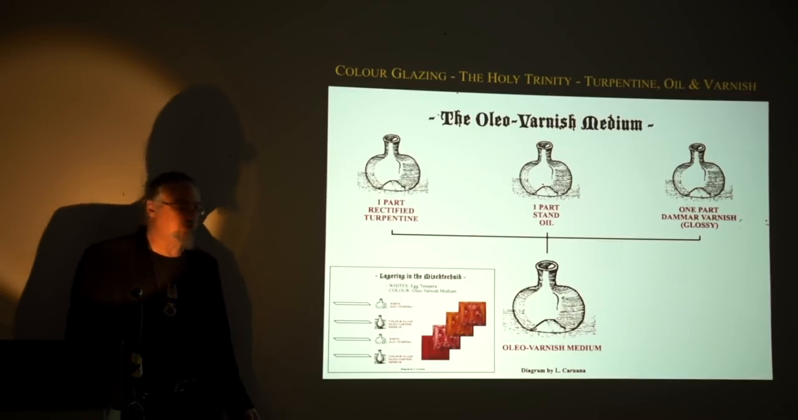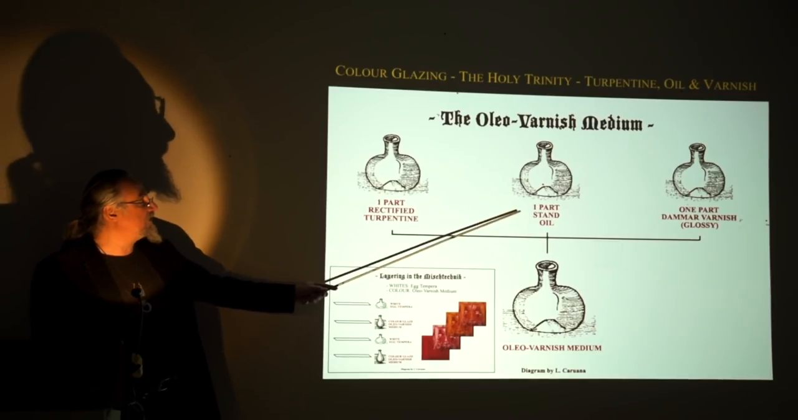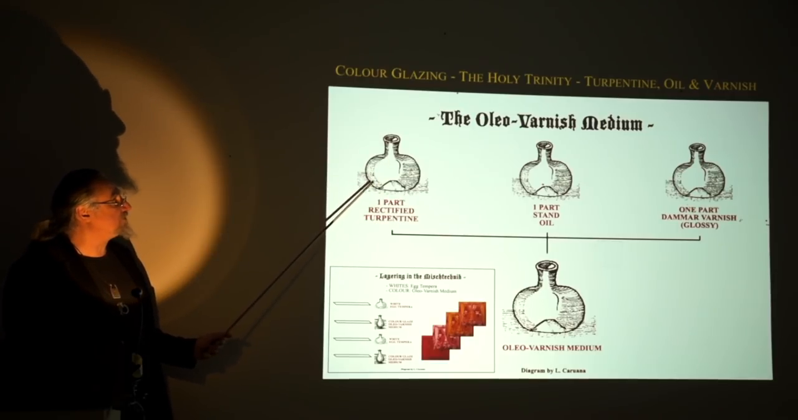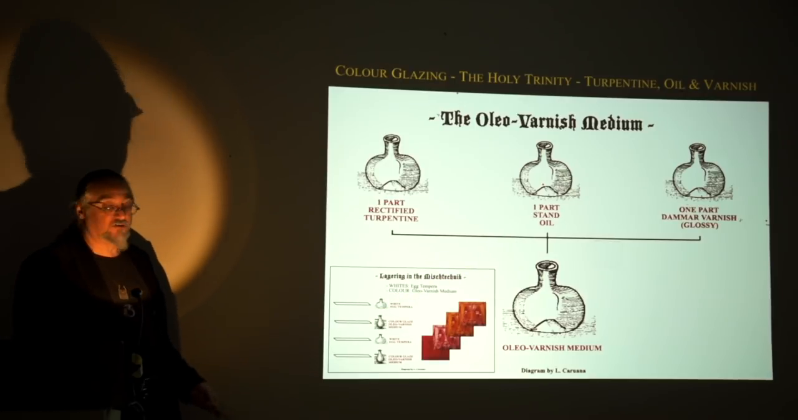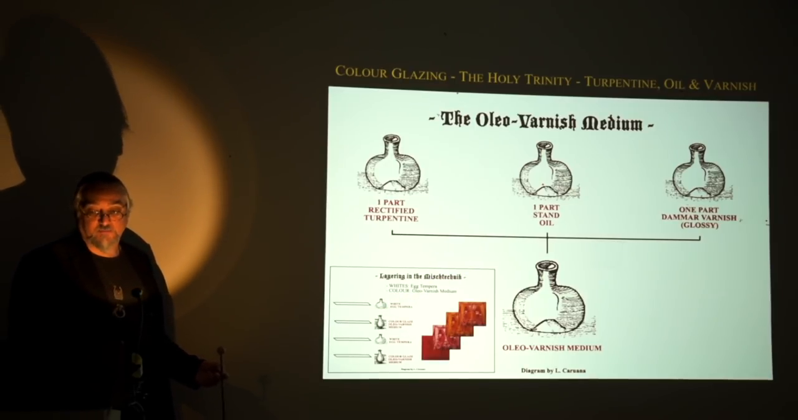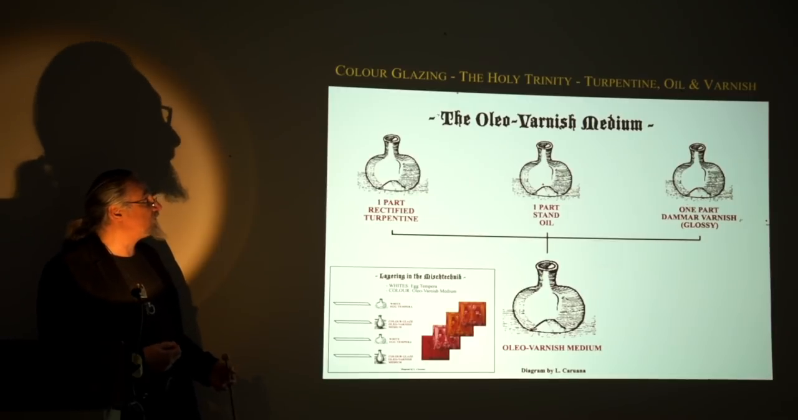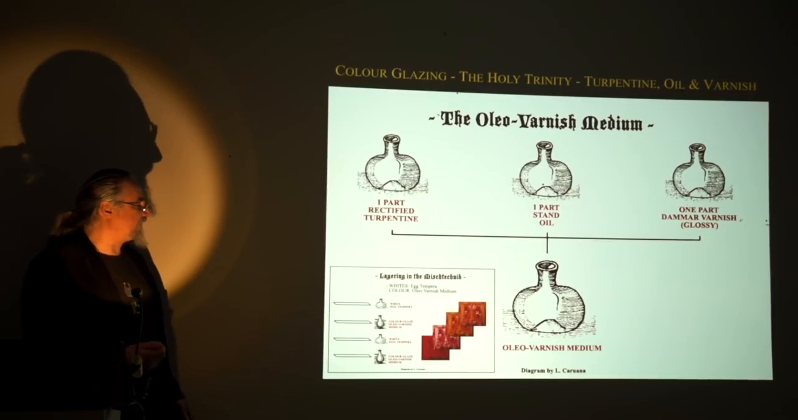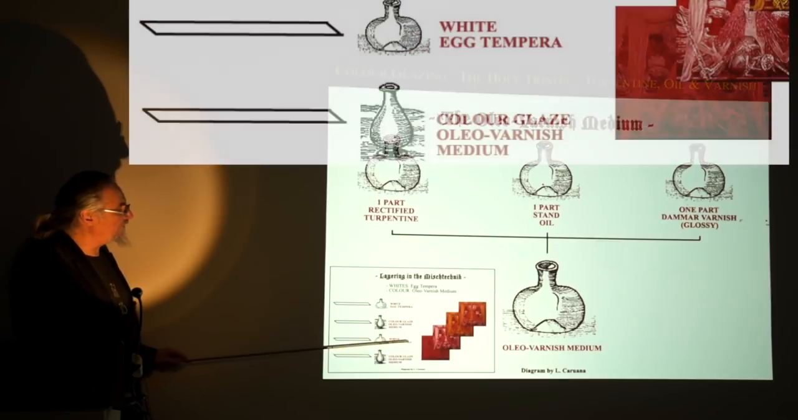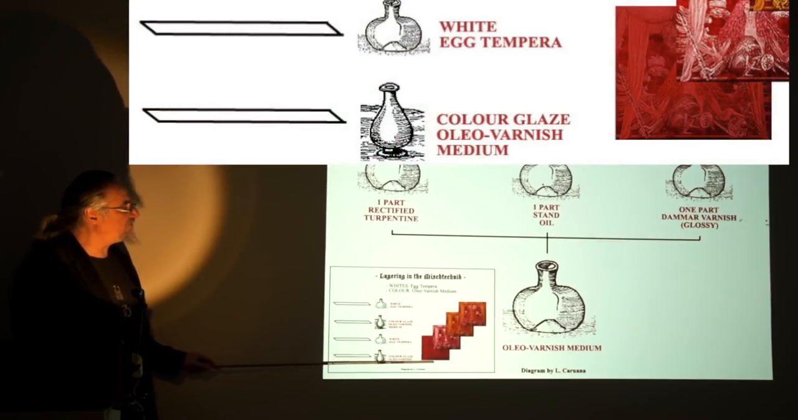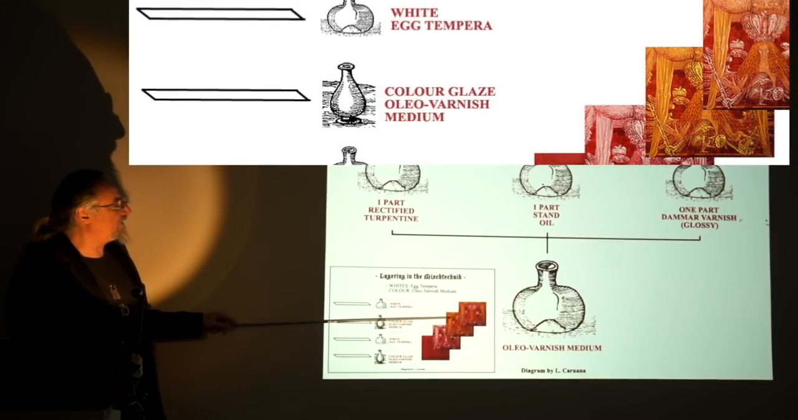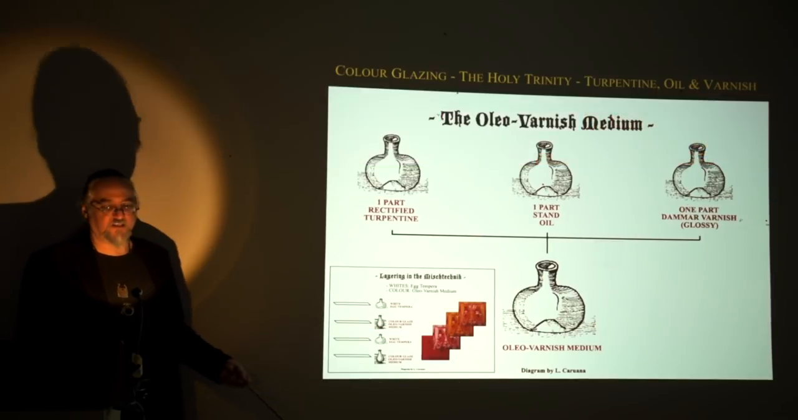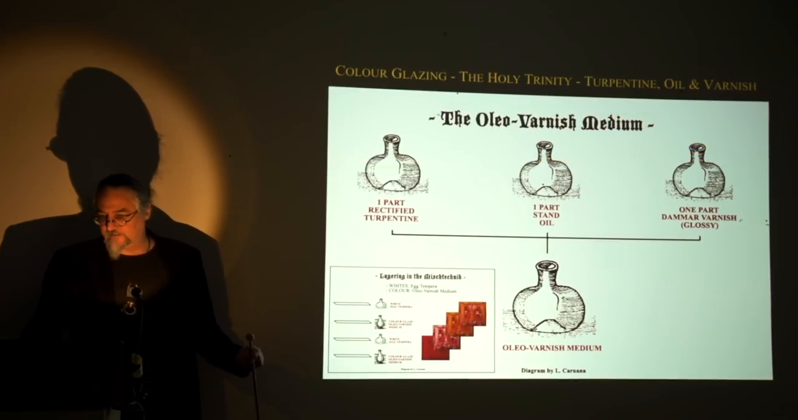Of course, you could create a medium with just oil and just turpentine if you want to. Indeed, you can try to paint just in turpentine or just in oil or just in varnish, but you probably won't get very far because each plays its specific role in the creation of an oleo varnish medium. So this layer here is done with the oleo varnish medium, this layer with the egg tempera, then we glaze transparently or semi-transparently in the oleo varnish medium before continuing with the egg tempera in the mische technique.